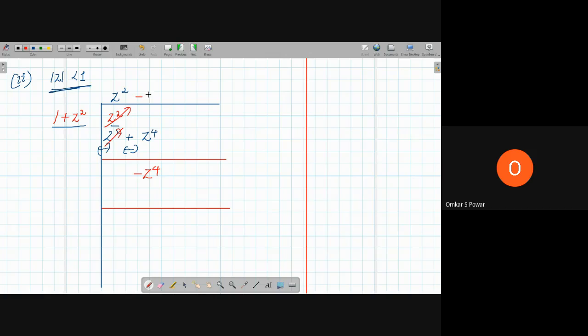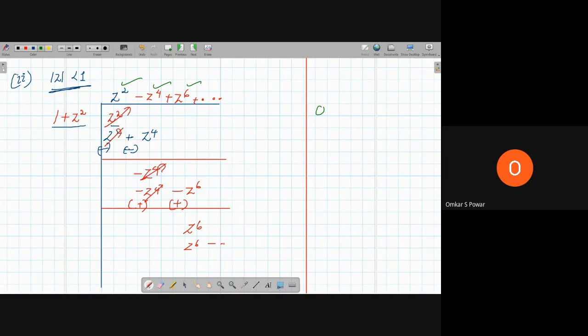What do you have to multiply, minus z to the power of 4, to get minus z to the power of 4 here? Minus z to the power of 4 into z square is minus z to the power of 6. Then change the sign, so these things cancel off, and here you get z to the power of 6. Again you have to multiply by z to the power of 6 to get z to the power of 6 here. These terms we did not write further, so we have got the first three terms.